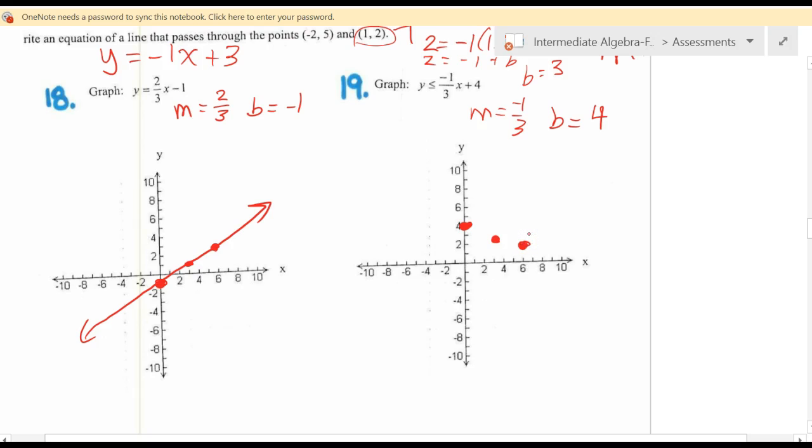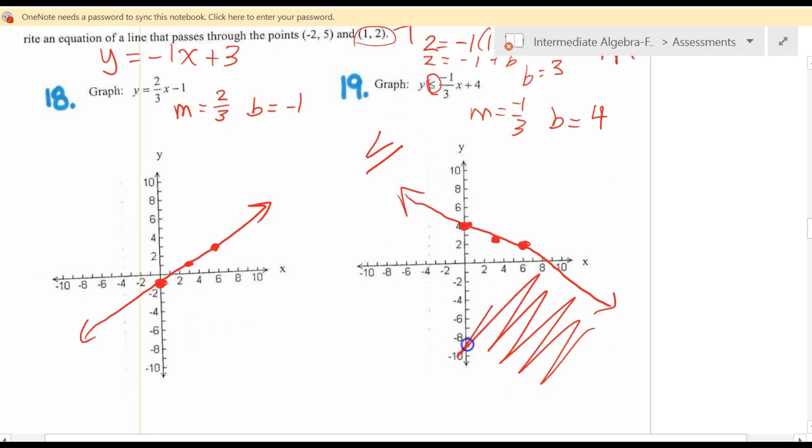Now, when I go to graph my line, because it has a line underneath, because it's less than or equal to, I am going to use a solid line instead of a dotted line. If it was just less than, I would use a dotted line. And now I want all of the numbers that are less than or equal to this line. So I'm going to color down here below.